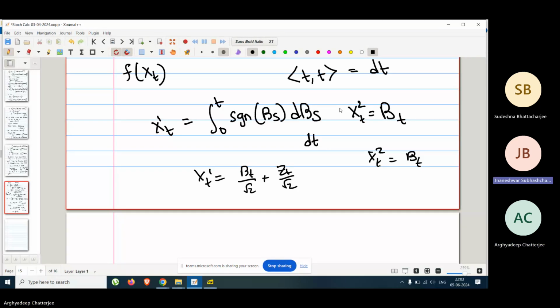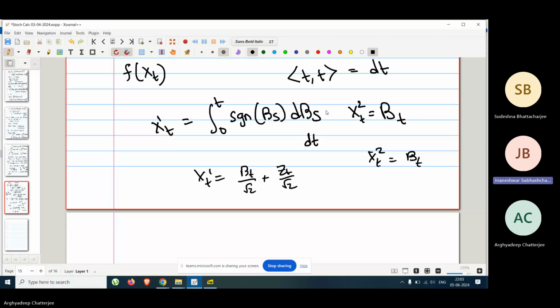Okay, so that's what I meant. Either they are fully independent, in which case you directly get zero, or you can get something even nicer. For example, in xt1, which is bt by root 2 plus zt by root 2, you get a slightly nicer term. So one thing gives you zero, and one thing gives you some positive value.